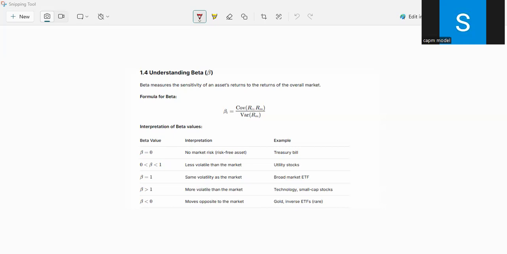So what happens when beta is above 1? What happens when beta is equal to 1? What happens when beta is less than 1? Those are the things I need you to also explain in your simple understanding.